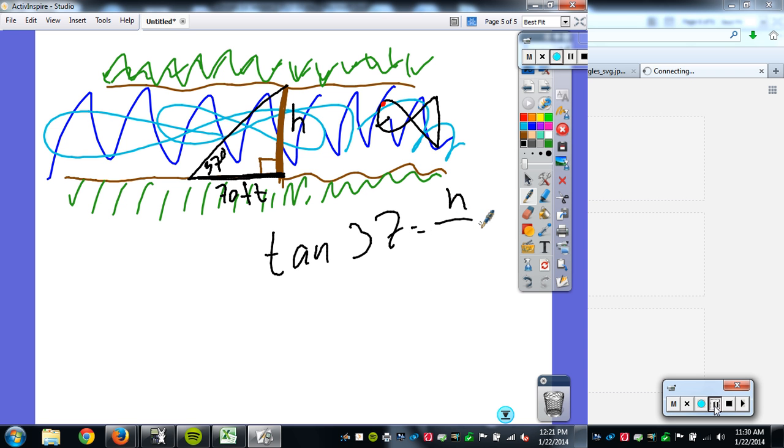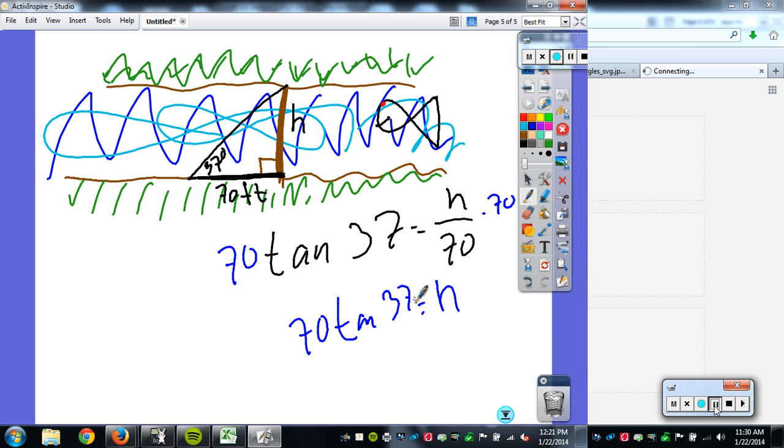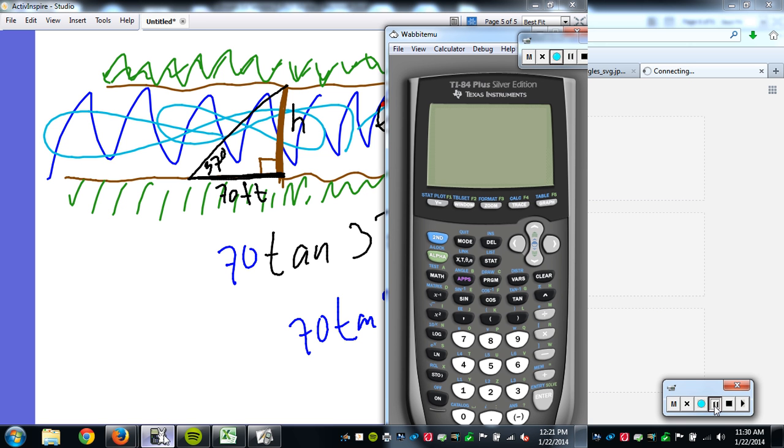H over 70. And what do we do? Times by the 70, correct? And H equals 70 tangent of 37. We go to the machine. Turn it on. What mode? Degree, I'm in degree mode. I say 70 tangent of 37. Oh, I know the distance. And that river is 52.787.